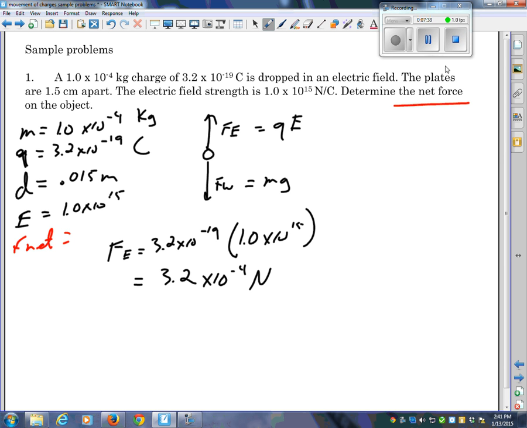Okay. To get the weight force, I'm going to need mass times gravity. Do I have mass and gravity? I did. I wasn't ogre-like. I gave you the mass. I didn't make you figure it out, because that's not really the point here today. So 1.0 times 10 to the minus 4, and the gravity is 9.8.